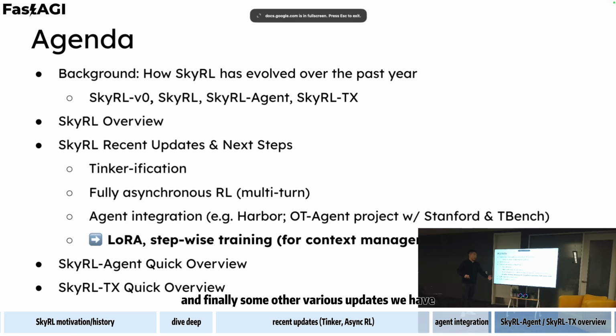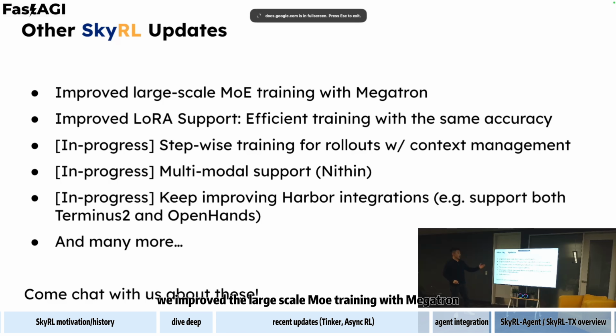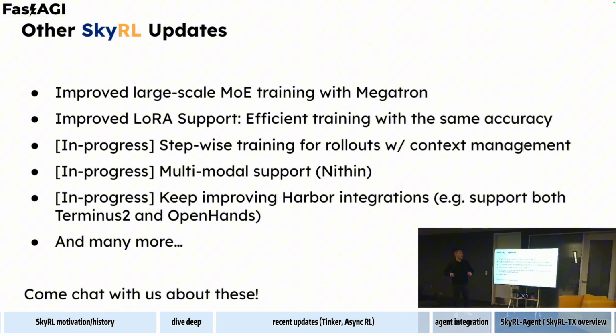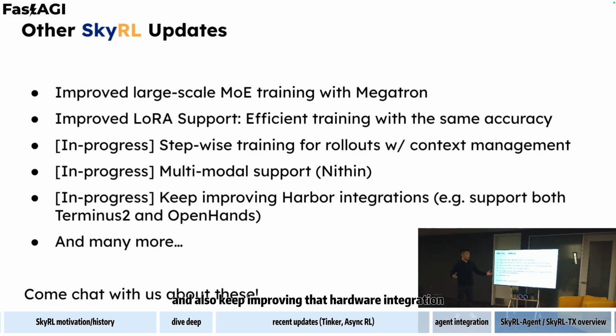And finally, some other various updates we have. We improved large-scale MoE training with Megatron. We improved the LoRA support. Some of the things in progress are stepwise training for rollouts that need context management, multimodal support, specifically vision language models, and also continuing to improve the Harbor integration, for instance supporting both Terminus 2 and OpenHands for the agent loop, and many more.